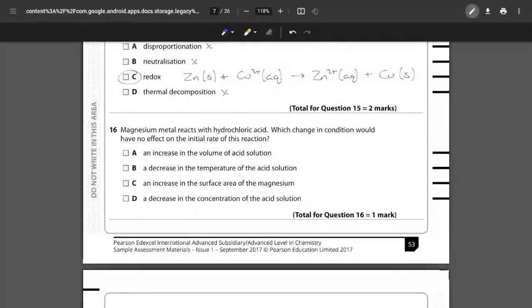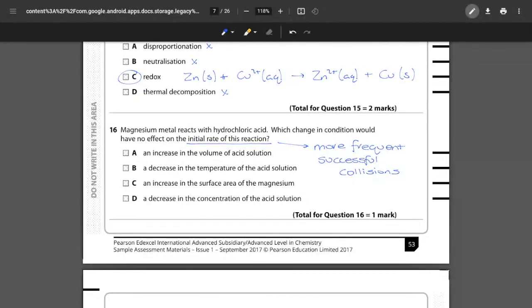And question 16 is looking at magnesium metal reacting with hydrochloric acid and what change would have no effect on the initial rate of reaction. Well, the most important thing to change any initial rate of reaction is we need to think about how we can get more frequent, successful collisions. Those should be the 4 most important words that you use in any rates of reaction question, because that is the key thing that you're trying to increase. You want more frequent successful collisions.